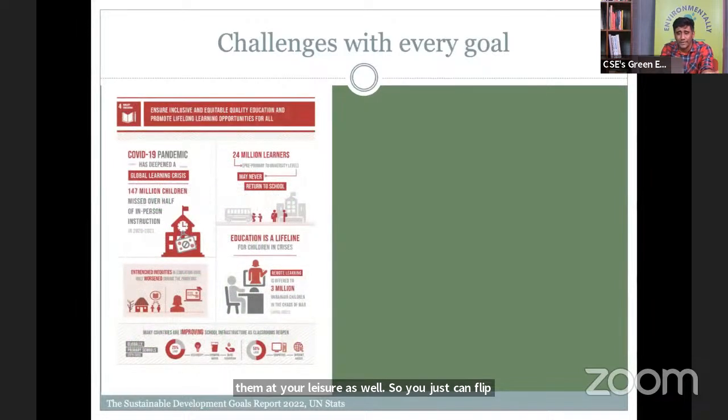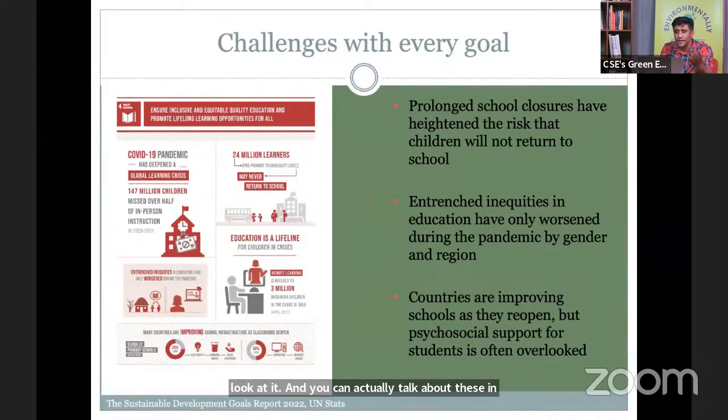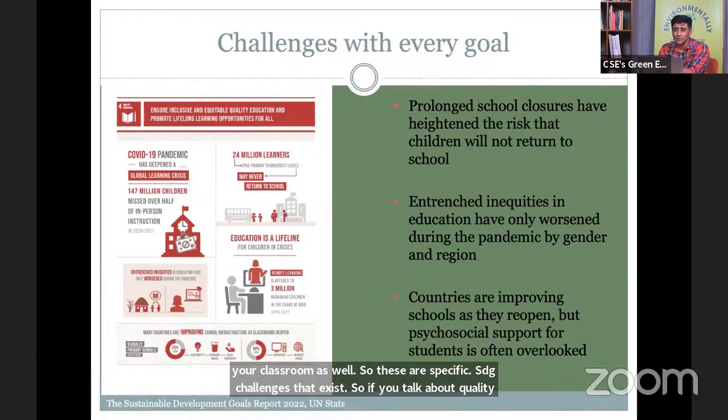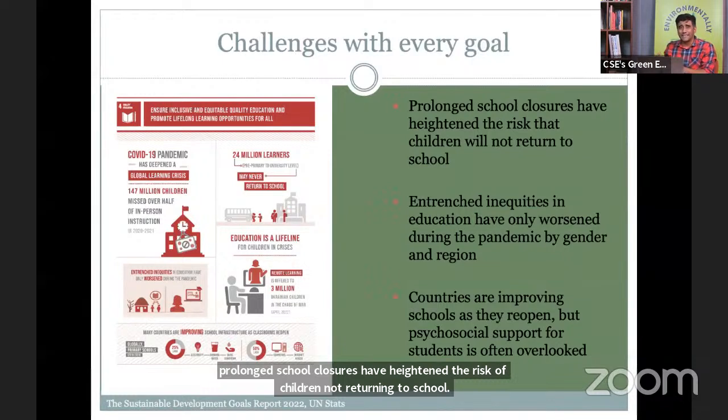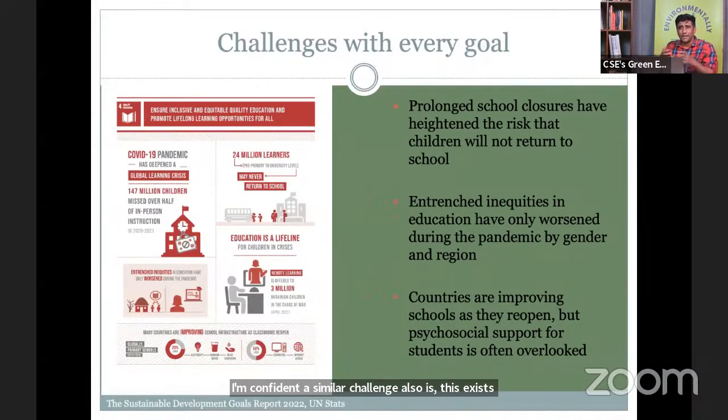So if we talk about quality education, which is something that is close to our heart, prolonged school closures have heightened the risk of children not returning to school. I'm confident a similar challenge also exists in college, with college dropout rates. So many of my friends who are teaching in colleges right now talk about how first-time learners are finding it difficult. First-time learners means people who come from families where nobody has gone to college. They are finding it increasingly difficult to get enrolled in colleges right now, despite having their schooling, because of the pandemic and because of the gap that has come in between.